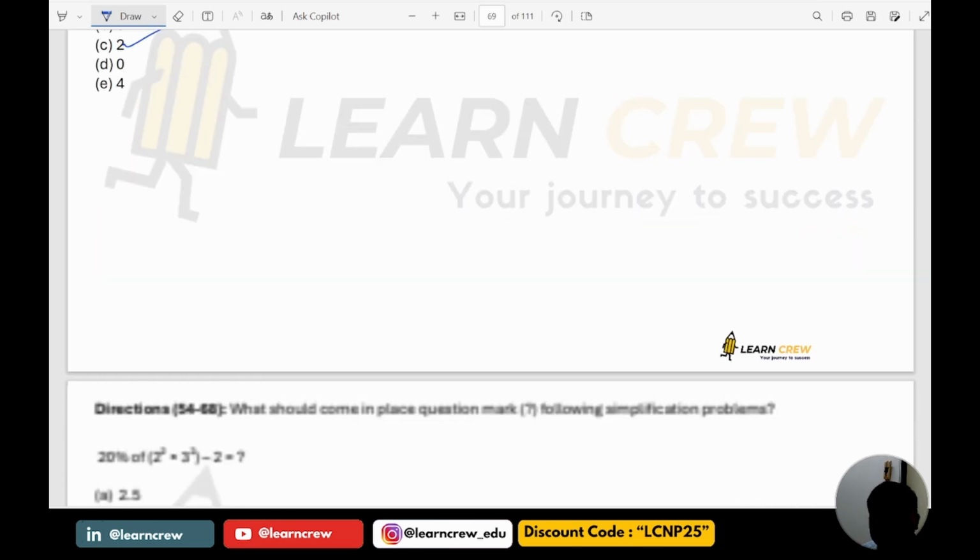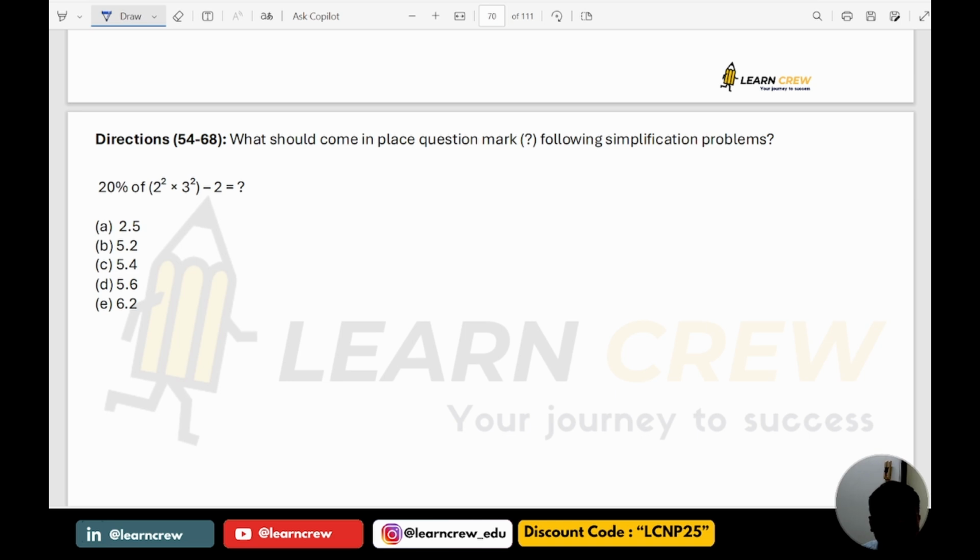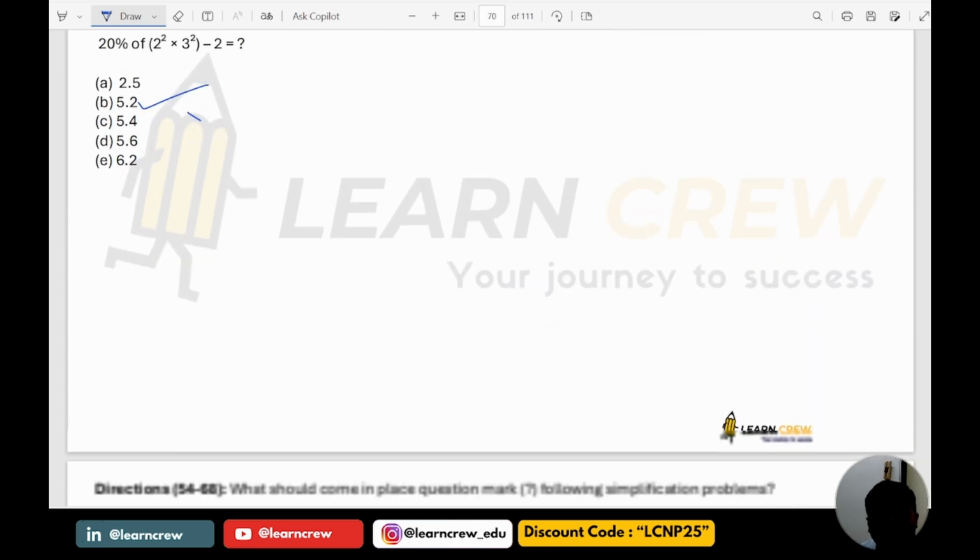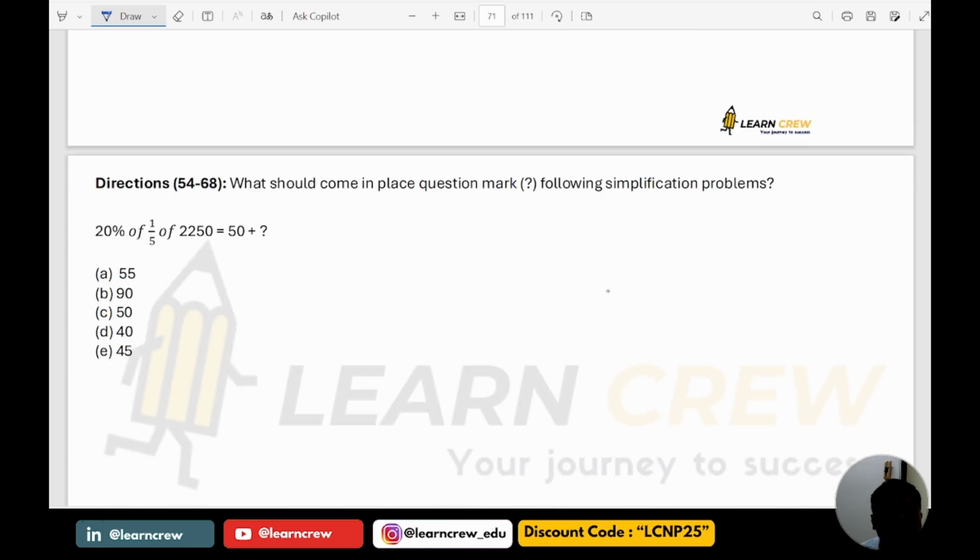Next, 2 square into 3 square is 36. 20 square percent of 36 is 7.2. 7.2 minus 2 is 5.2. So the answer is 5.2. Next, 20% of 2250. 1/5 of 2250 is 450. 20% of 450 is 90. 90 minus 50 is 40. So the answer is 40.